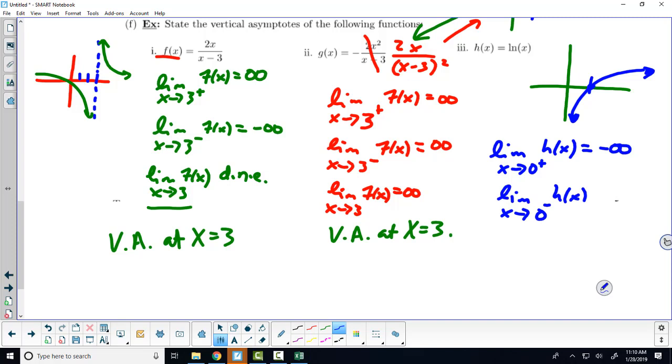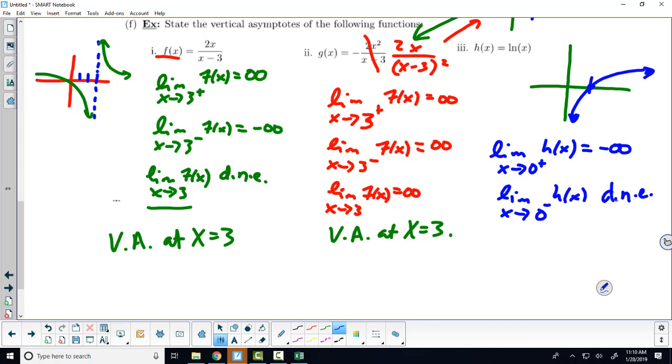Who said that? Freddie says does not exist. Why not? There aren't any points to the left of 0. Yeah. So the function is undefined for values to the left of 0 and 0 itself, but specifically in this case to the left of 0. So we can't explore how the function's behaving to the left of 0. So the limit from the left-hand side does not exist.